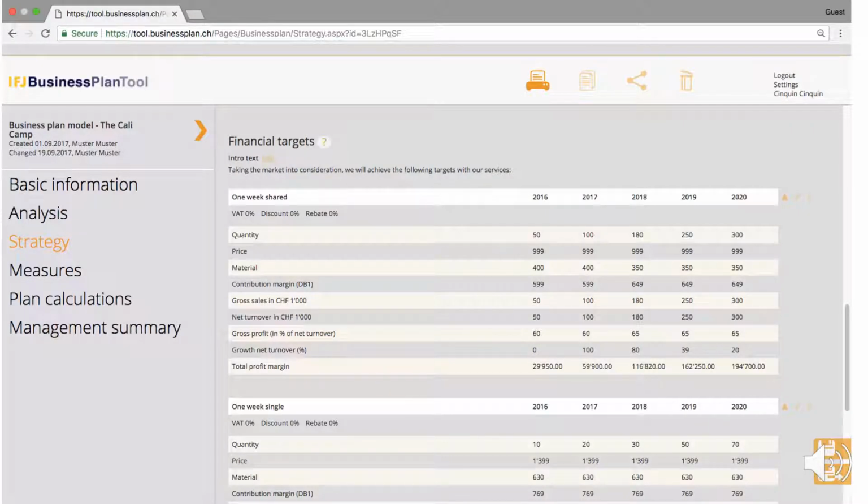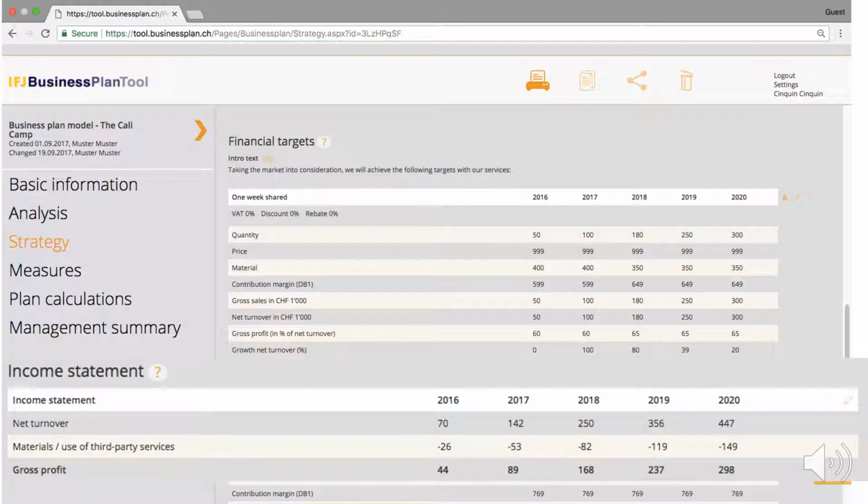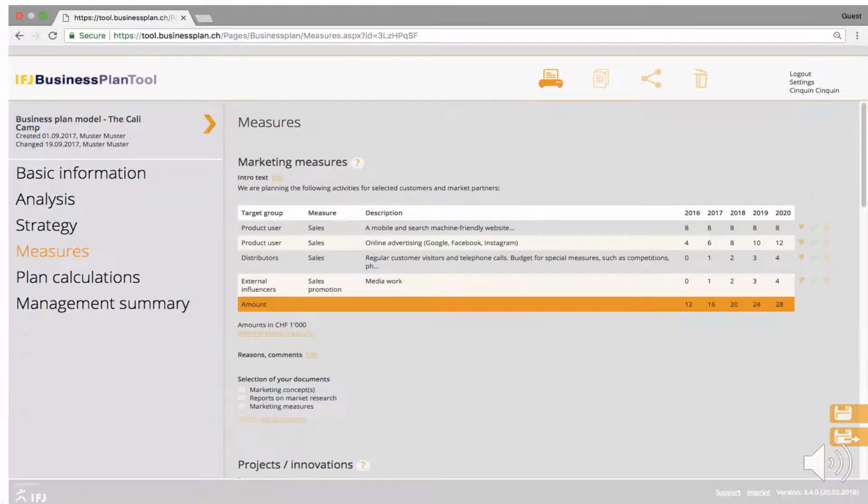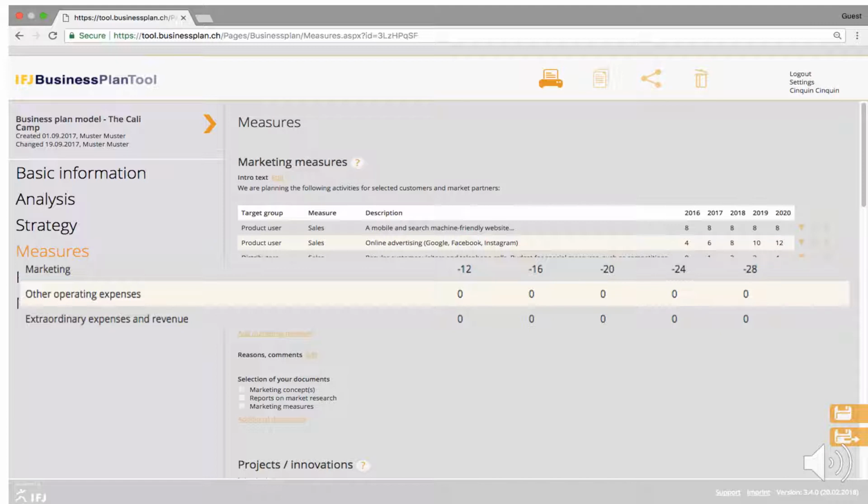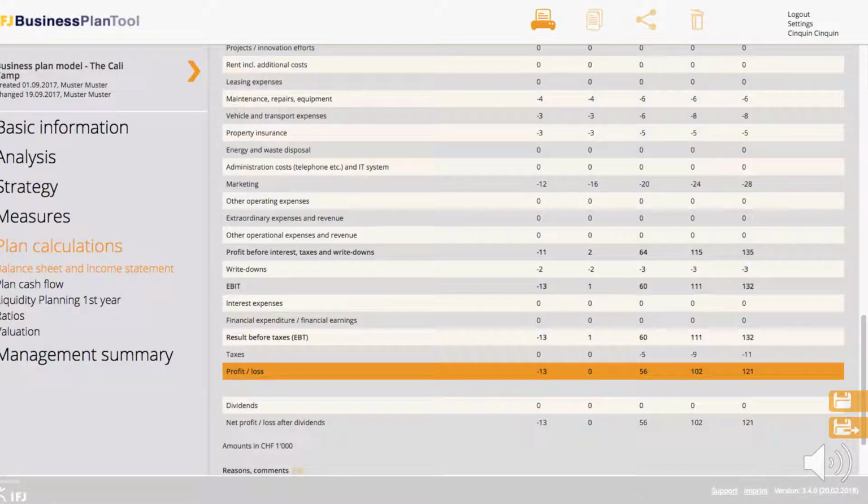The tool has already registered our entries. In strategy, we outlined the products and how many of them we wish to sell every given year. So on our income statement, we can already see the gross profit for every year, calculated automatically. There are also other places where we've already filled in the numbers. In measures, we've already registered our marketing expenses. And these marketing expenses will appear as negative numbers on our income statement. Negative numbers signifying spendings.